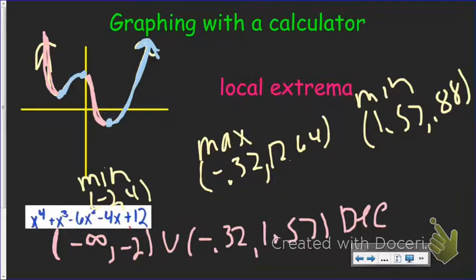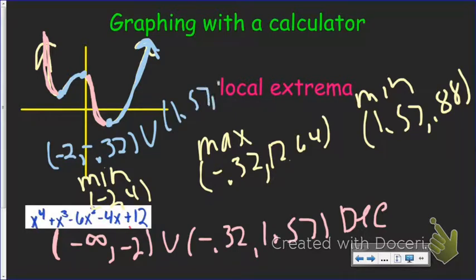Then my graph is increasing from this turning point, which was -2, and then up until the other turning point, which was -0.32. And then it's also increasing from that point there, where the x value is 1.57, all the way to infinity. And those are the locations where my graph is increasing.